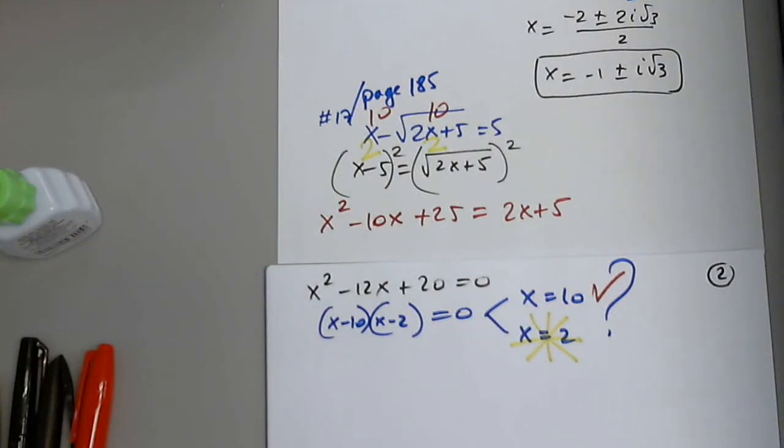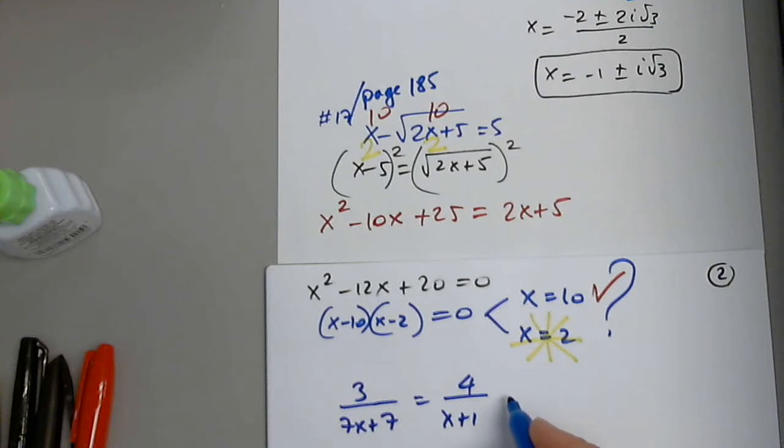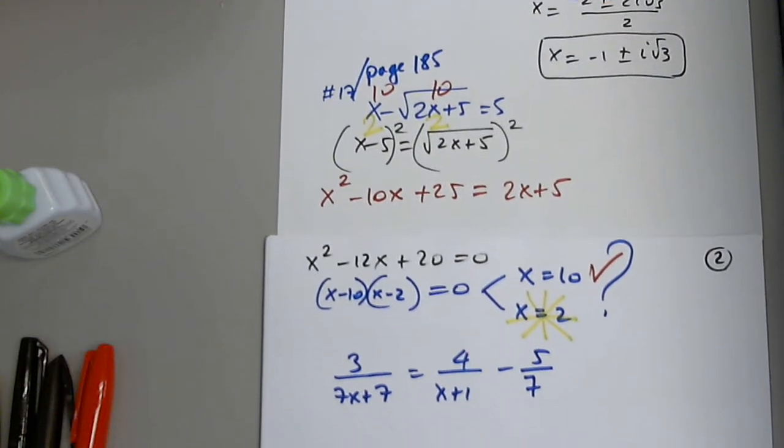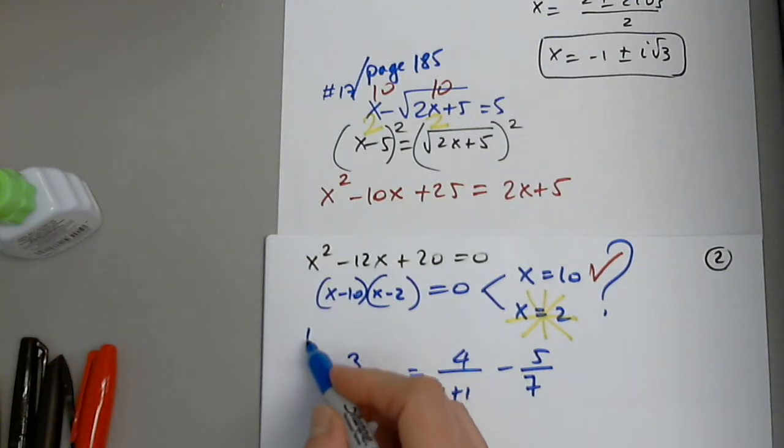Okay, so it's 3 over 7x plus 7 equals 4 over x plus 1 minus 5 over 7. Like here? Yeah. Minus 5 over 7? Good, very good. Which number is this? It was on my math lab. Do you remember as it was on the 1.2?